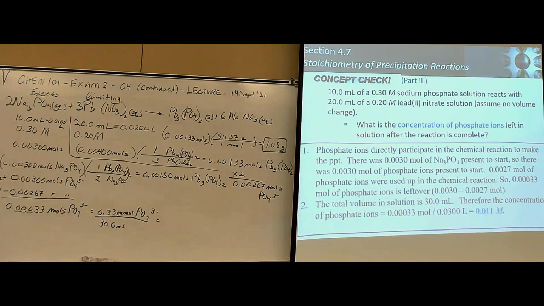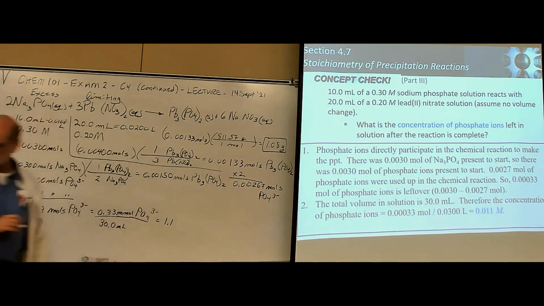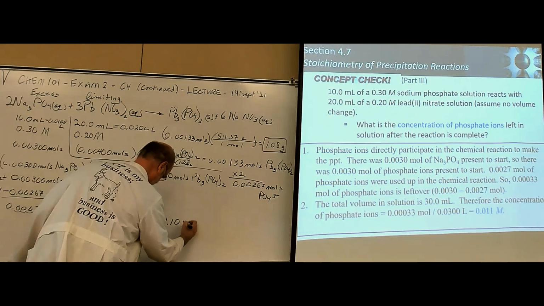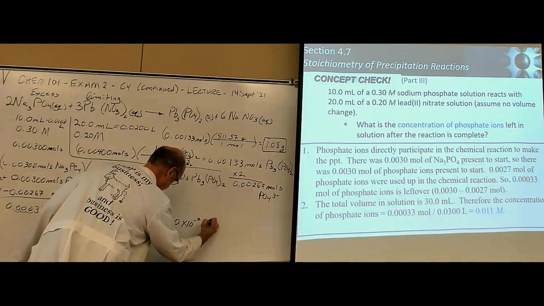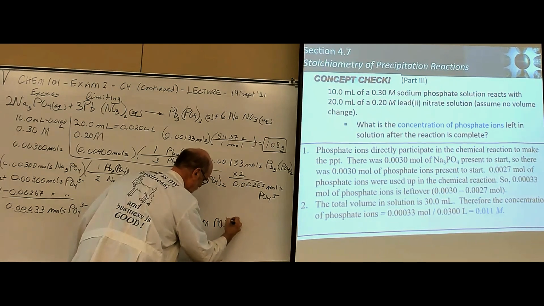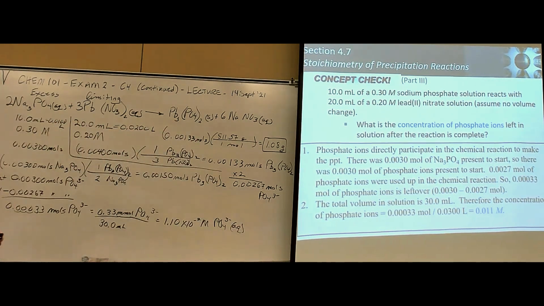I get 1.1 times 10 to the minus 2. 1.1. I'd go further than that. Yeah, I can put another 0. 10 to the minus 2 molar phosphate in solution. That's what's left over. And there it is in standard notation. Okay?